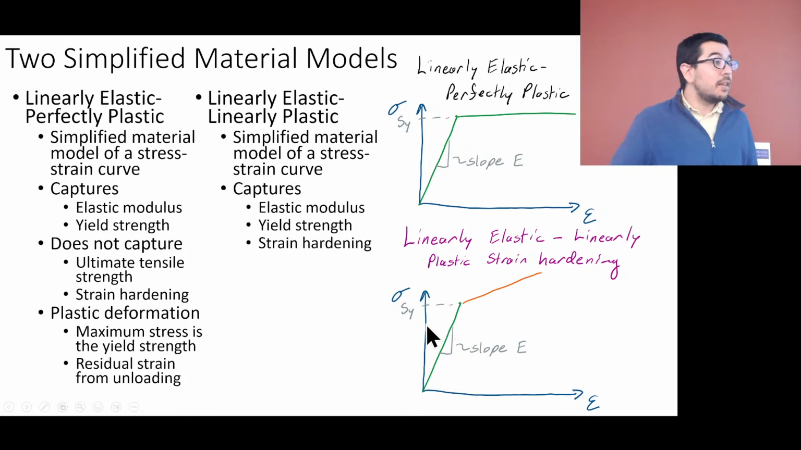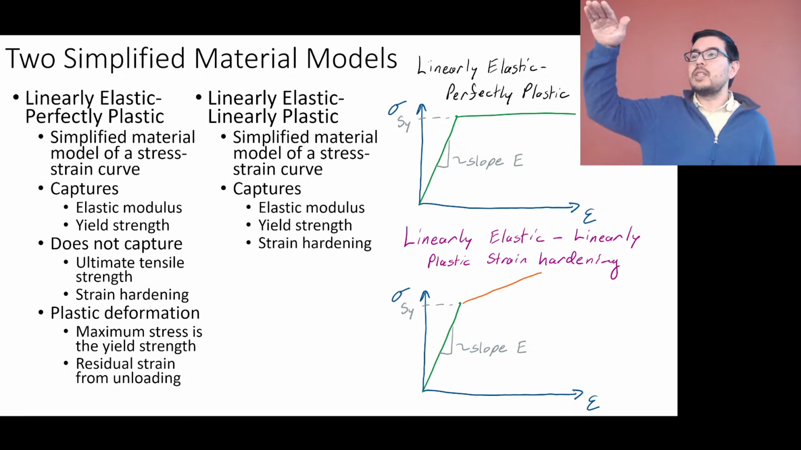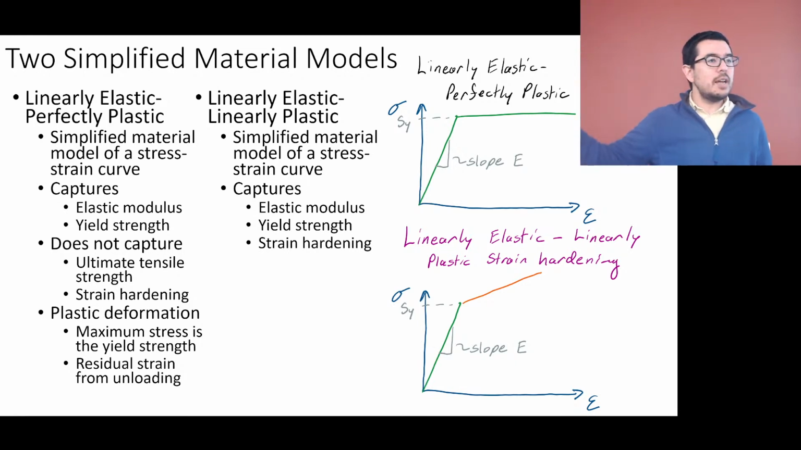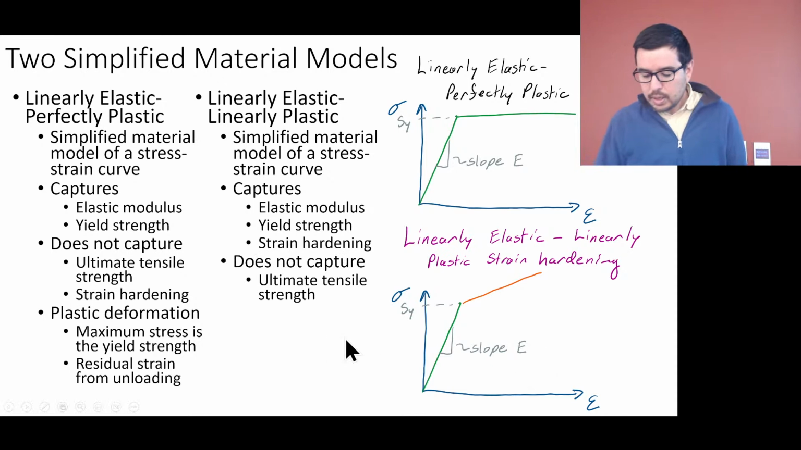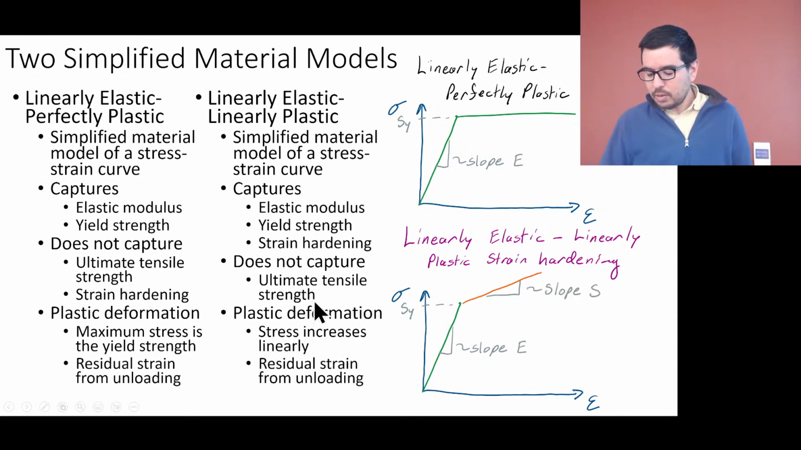And what does this look like? This looks like that strain hardening region, right? Where it's kind of going up to get to the ultimate tensile strength, and then it comes back down once it's begun to neck and once it's hit the ultimate tensile strength. So it still doesn't capture the ultimate tensile strength, but it does capture a linearly increasing stress in the strain hardening region and during plastic deformation. And it still also can help us get an idea of what the residual strain from unloading might be.